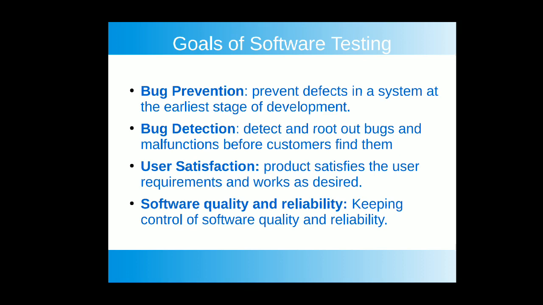The second goal of our software testing is bug detection. Before delivering our product to the customer, we have to root out all the faults and malfunctions. The third goal of our software testing is user satisfaction. Here we will check whether our software complies with the user requirement. If our software is not satisfying the user requirement, then we should redesign our software and re-implement it. The next goal of our software testing is software quality and reliability.